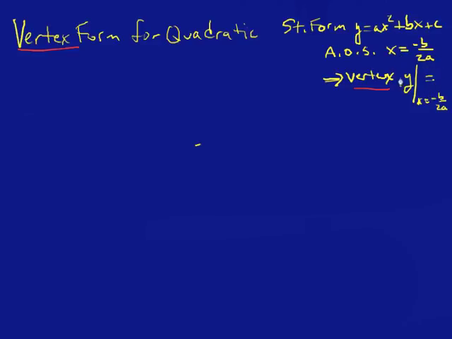For right now, I'm just going to call this x value h, for a reason that will be clear in a moment, I hope. And this y value, I'm going to call it k. So there's my h, k. So our vertex would be the point h comma k.